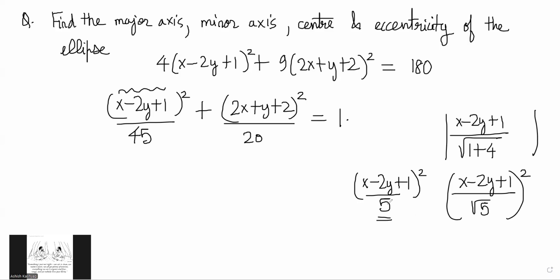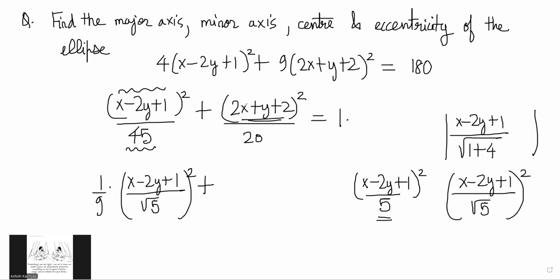That is what I am getting. This 5 is outside the square, right? So that is what I need to think of as a perpendicular distance, right? So I have a 45 here. So what I can do is 1 by 9, and I can think of it as (x minus 2y plus 1 by root 5) whole square, right? Similarly here, again I would get a root 5. If you notice, square root of 2 square plus 1 square is root 5. So I can write it as 1 by 4, (2x plus y plus 2 by root 5) whole square is equal to 1, correct?